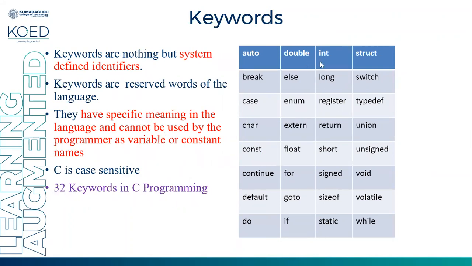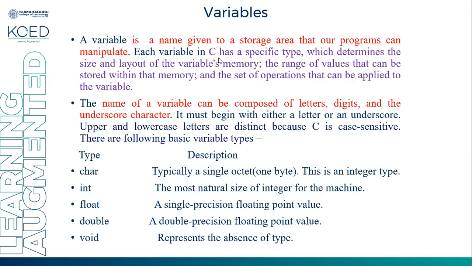So these are the keywords. The set of 32 keywords is given here: auto, break, case, char, const, continue, default, do, else, enum, extern, float, for, goto, if, long, register, return, short, signed, sizeof, static, switch, typedef, union, unsigned, void, volatile, and while. These are all the 32 keywords, also reserved words of C.